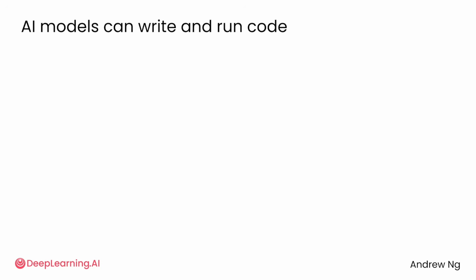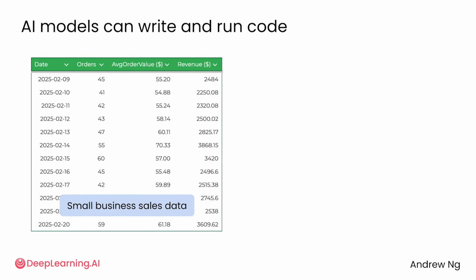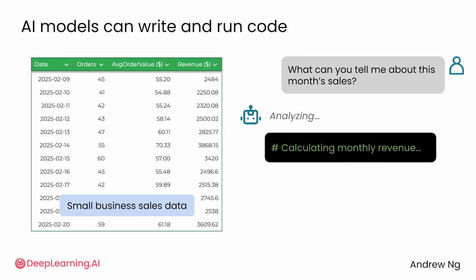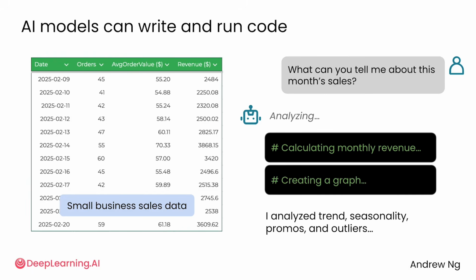Or if you run a small business and you have a spreadsheet of sales data, you can upload that data and ask the AI model, can you tell me about this month's sales? The AI could analyze for a little while, and it might actually write some code to do things like compute the monthly revenue or to create a graph and try to show you whatever insights it finds. I find that AI data analysis often isn't as sophisticated as a really, really good human data scientist, but for pulling out basic insights and doing so efficiently, an AI model can be pretty good.